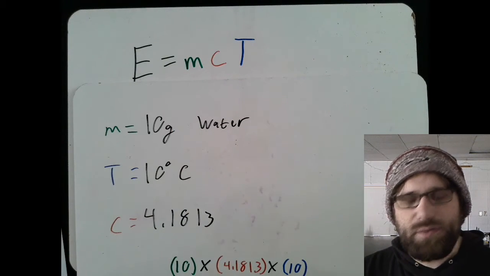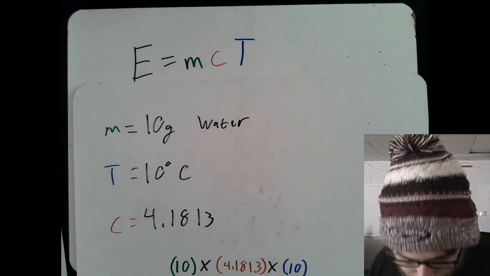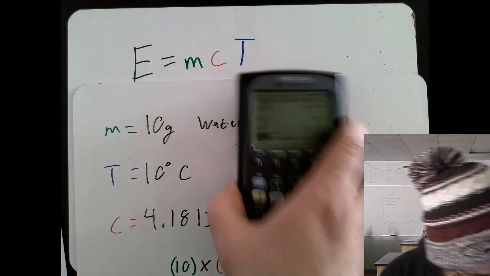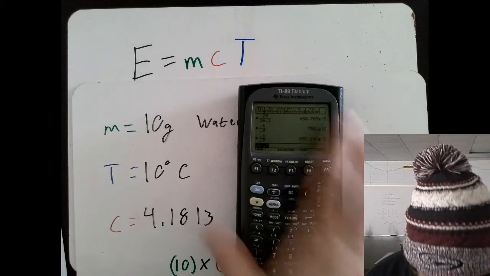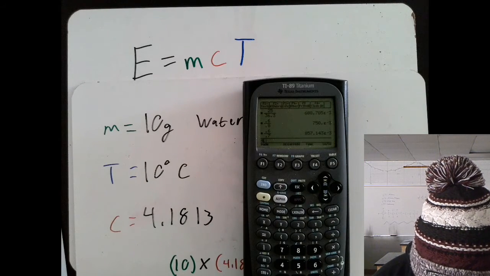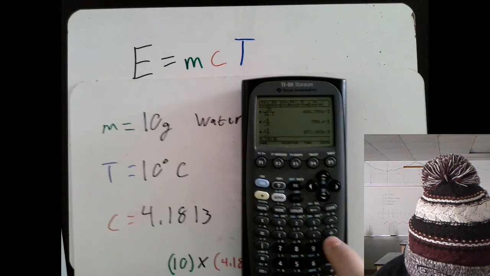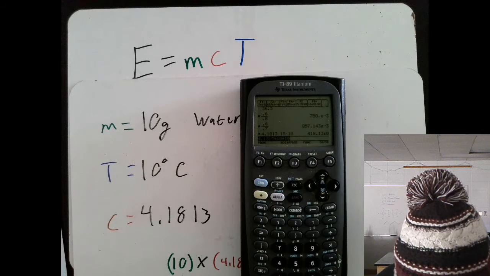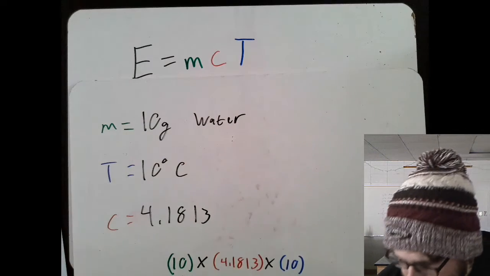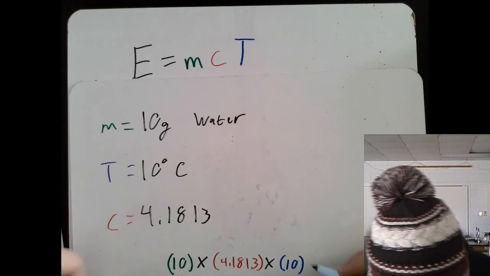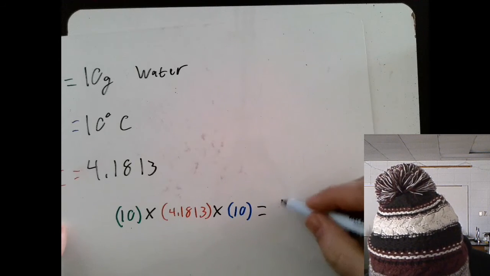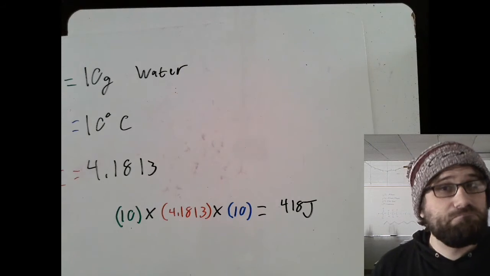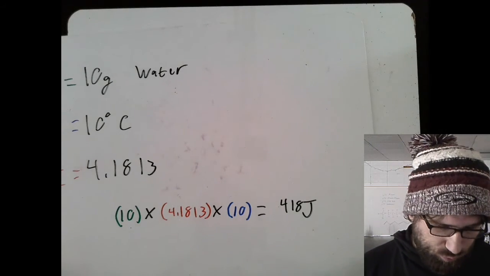it into our calculators. So if we do that, I've got this nice scientific calculator. You can barely see the screen because I don't have the lights on because they make a glare. Then I'm going to take 4.18 times 10 times 10. And I'm going to get 418. So that means I need 418 joules of energy. There we go. So that's how we do these problems.